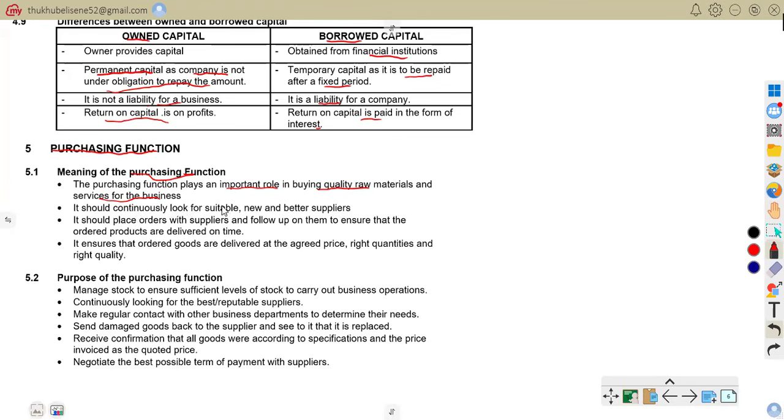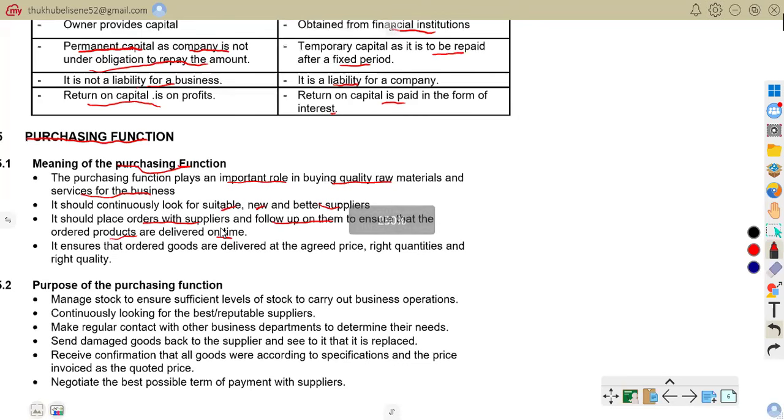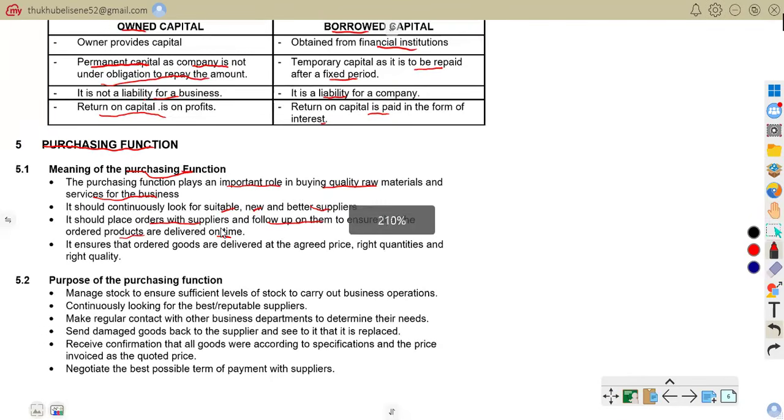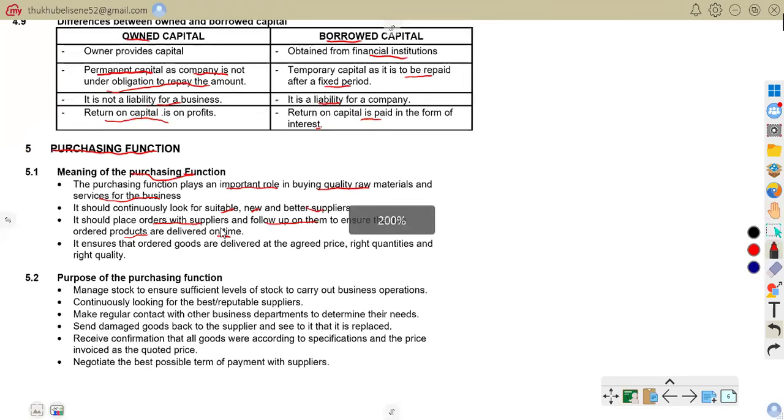It should continuously look for suitable and new and better suppliers. So they are the ones to choose the suitable suppliers with reasonable prices, with quality products. It should place orders with suppliers and follow up on them to ensure that ordered products are delivered on time. So they are the ones to make sure that the ordered materials are going to reach the hands of the business. So they will do that by making a follow-up.